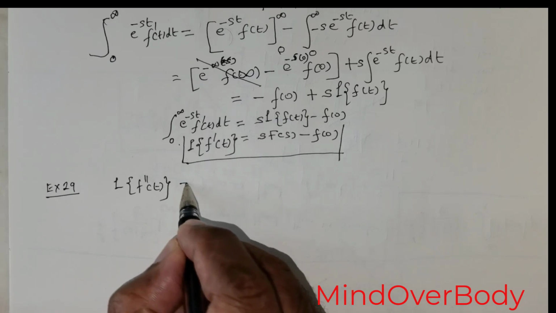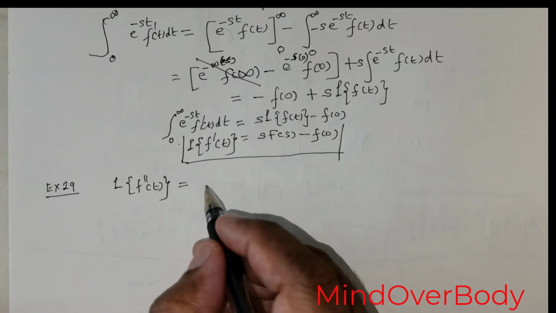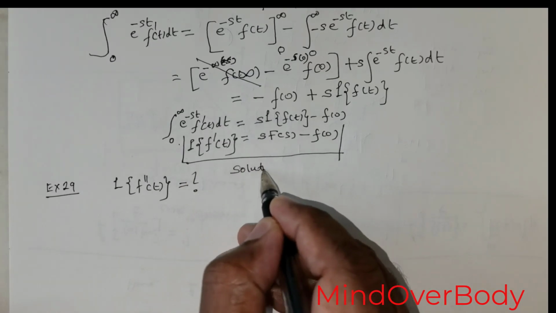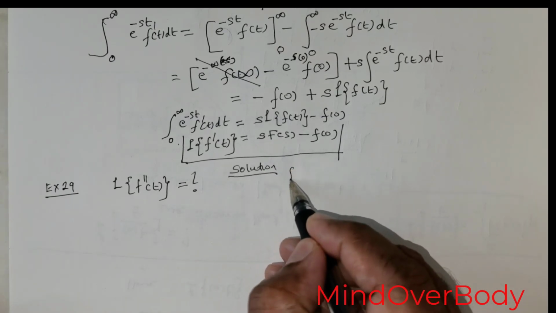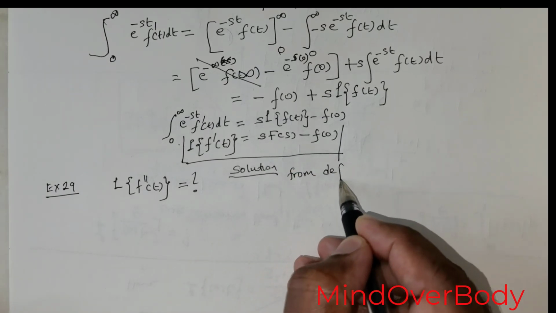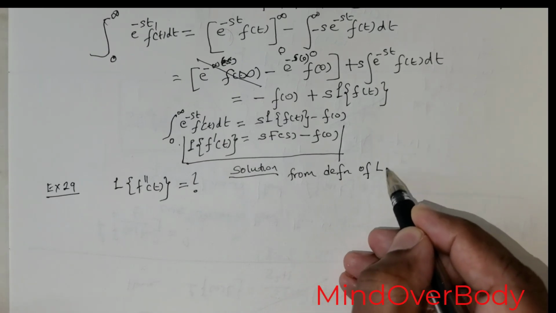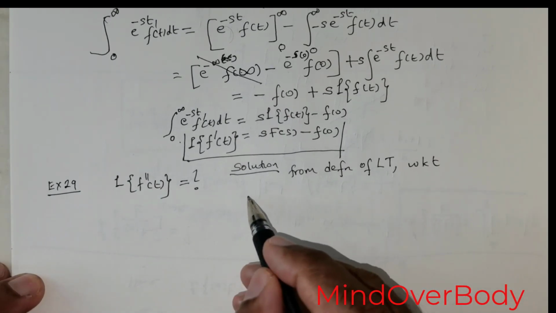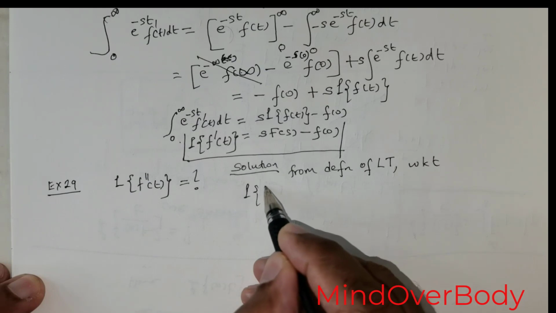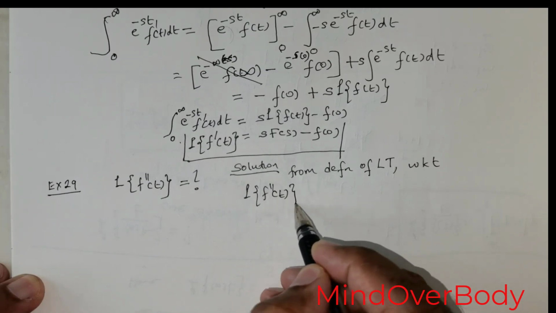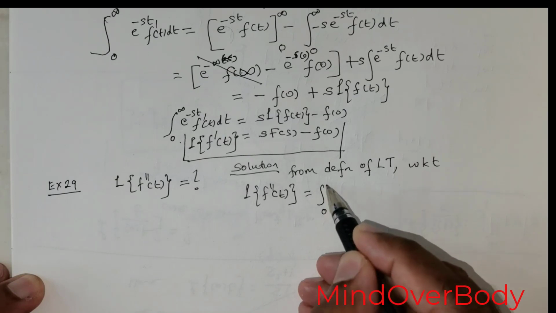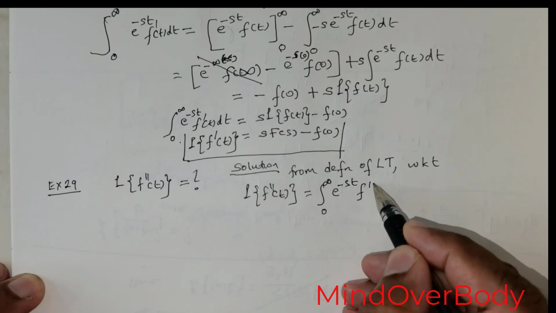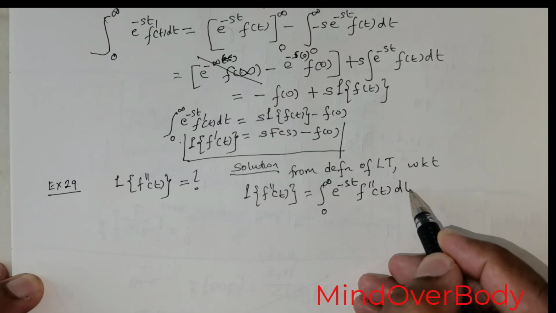So from definition, what can we write? So this is what is required. So I'm going to give you the solution over here. Solution. From the definition of Laplace transforms, we know that, so what do we know? We know that Laplace transform of f double dash of t is equal to integral 0 to infinity e raised to the power of negative st times f double dash of t times dt.